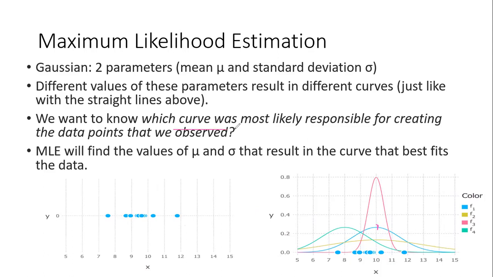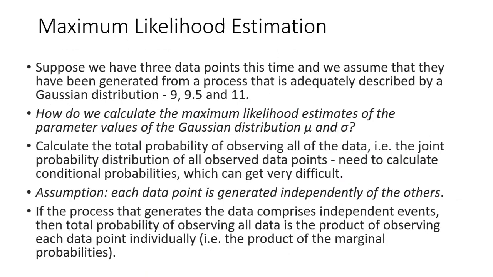So which curve was most likely? That's why it's called the maximum likelihood estimation. Which curve was most likely responsible for creating the data points that we observed? We're not trying to estimate the population distribution. MLE will find the values of mu and sigma that result in the curve that best fits the data. Okay, so how do we do that? Very simple.